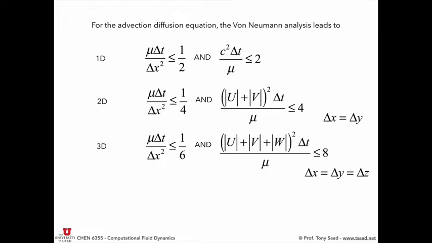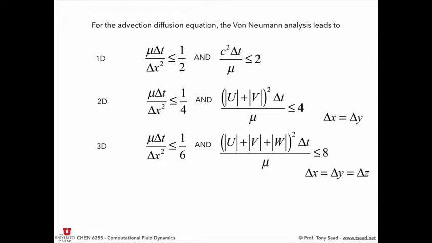For 1D, you need to satisfy two conditions on delta t and delta t over delta x squared. And you see how the diffusion coefficient factors in and the wave speed factors in and the diffusion coefficient. So your choice of delta t, delta x needs to satisfy both of these conditions. Okay?